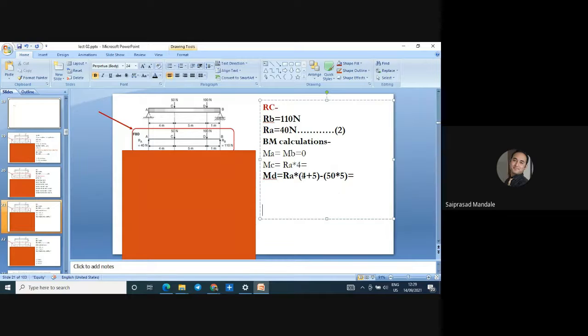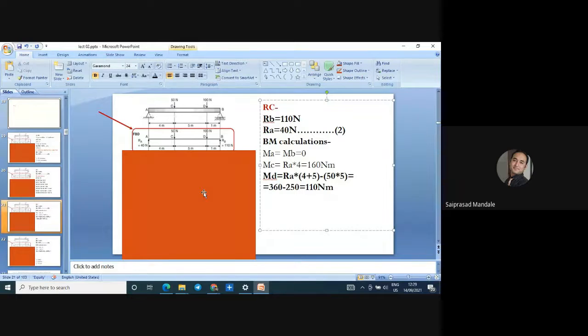So the value of RA is 40. So 40 into 4 is 160, and the unit is Newton meter. And here RA is 40, 40 into 9 is 360, minus 250, so it is 110 Newton meter is the answer.